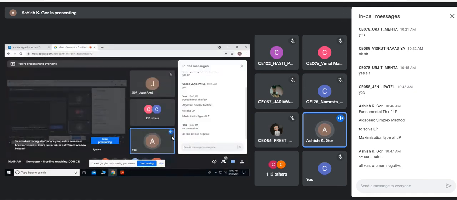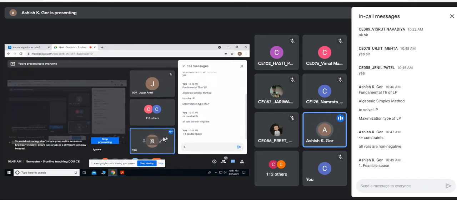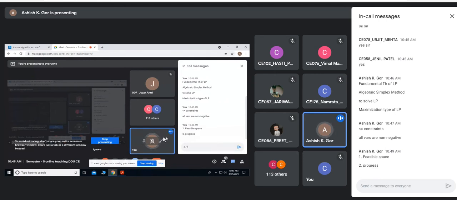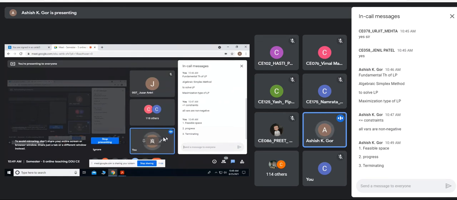Now, remember yesterday I told you I should always search in the feasible space only. Then I should have progress, and third, I should have a clear-cut terminating condition, so it is very clear when I should stop. So I should search in feasible space only. This algorithm is like that only. So let's see.